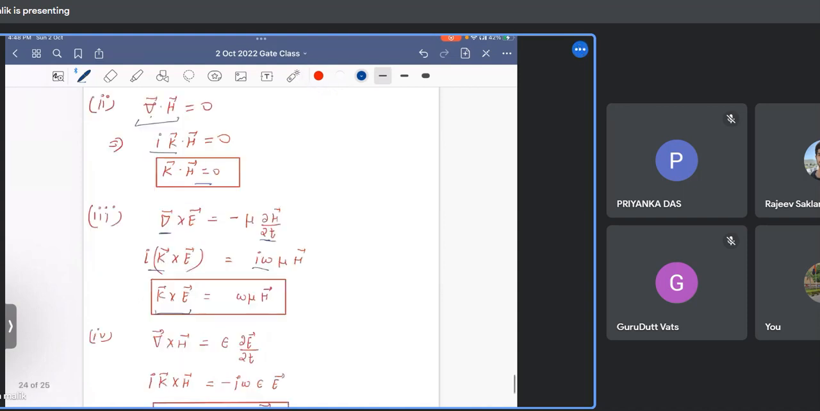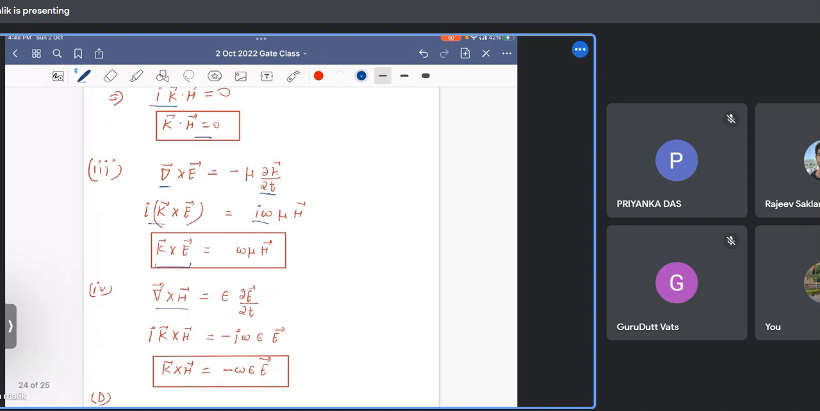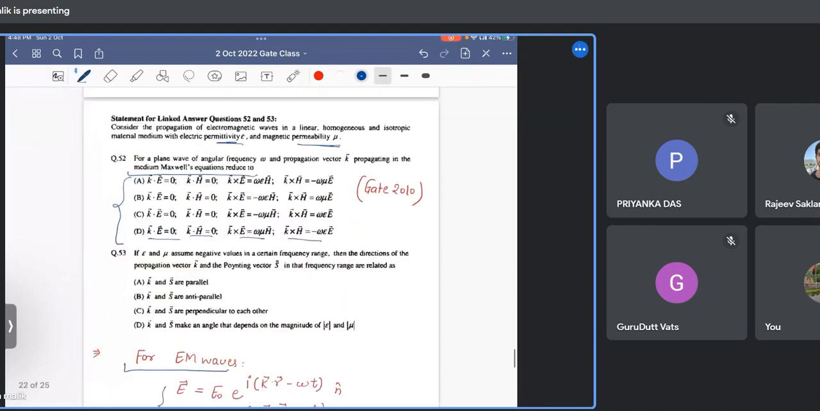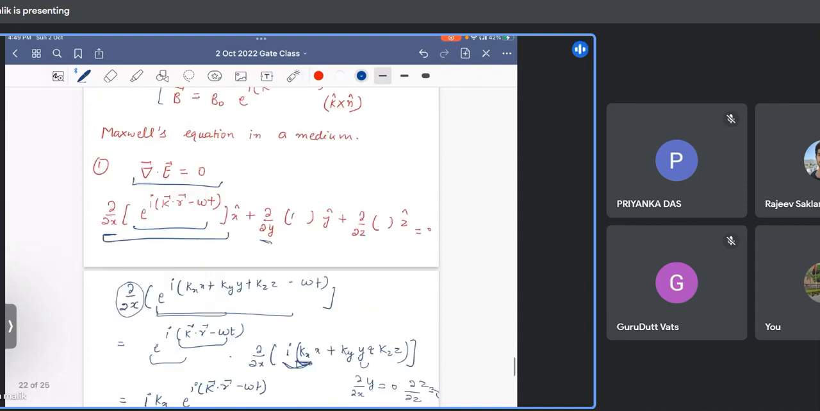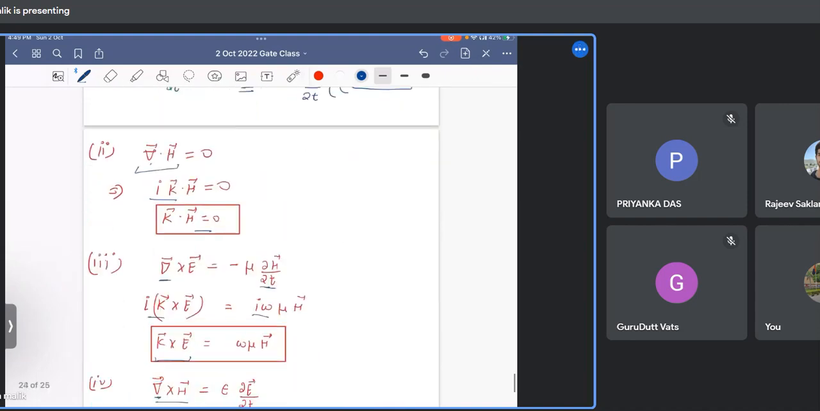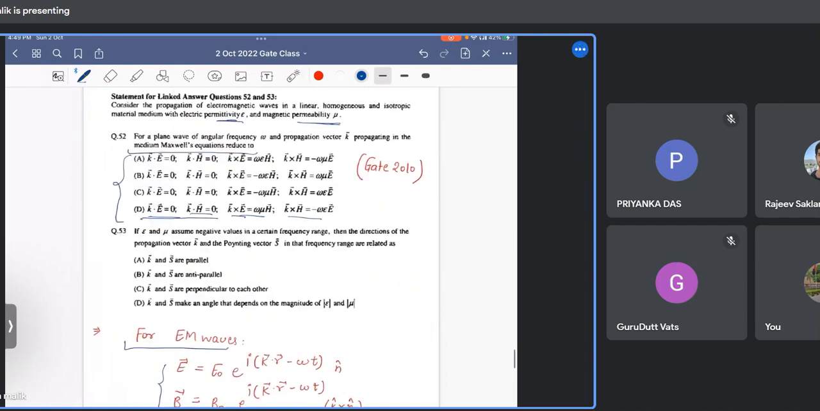The i will cancel. Similarly, the fourth Maxwell equation gives curl of H equals epsilon into del E by del t, and curl is replaced by ik cross. It will become minus i omega. So k vector cross H vector is minus omega epsilon E. We have to see which terms are there. With k cross E, the positive term survives, and with k cross H, the negative term.